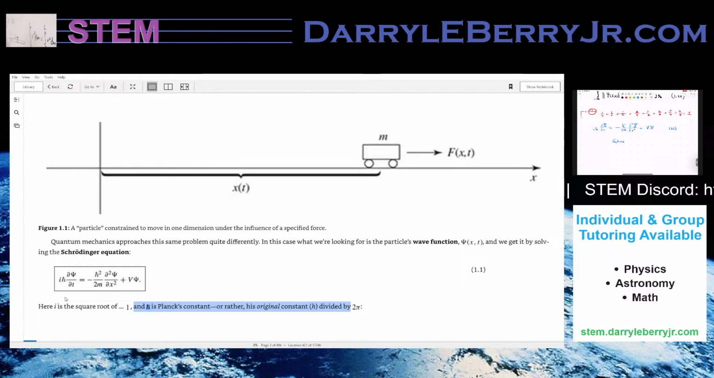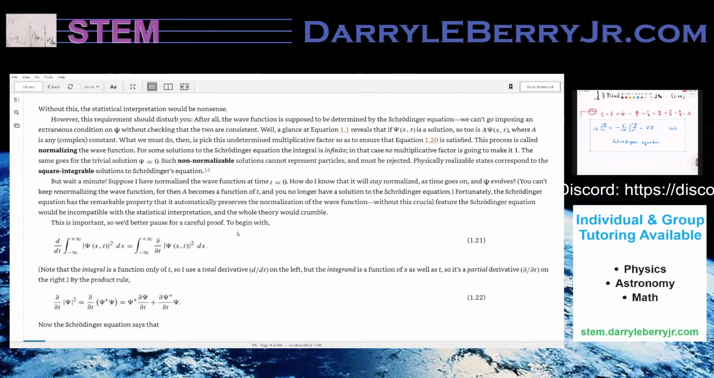The earlier parts of the book, I should have read a while back. I'm picking it back up before class comes. So this is a reminder of what the Schrodinger equation is. Now to go back to that part. Well, a glance at equation 1.1 reveals that if Psi(x,t) is a solution, so too is a Psi(x,t), where a is any complex constant. All right?